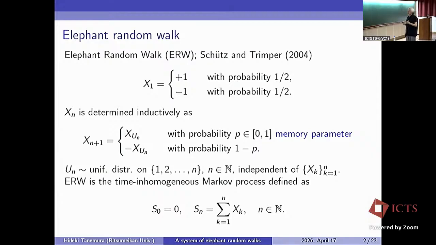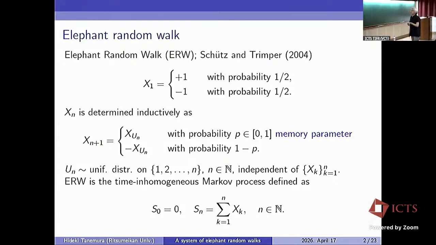Maybe many of you know this definition, but I want to explain it explicitly. The elephant random walk was introduced by Schütz and Trimper. At first, X1 equals +1 with probability, here I assume, one half, and -1 with probability one half.